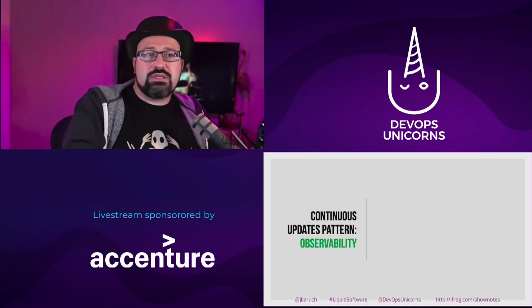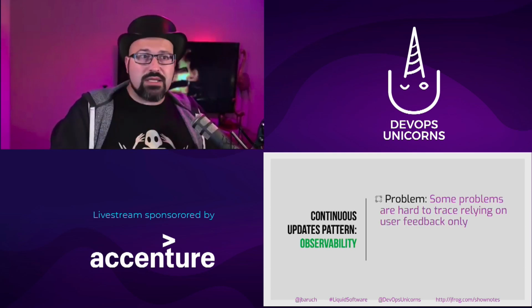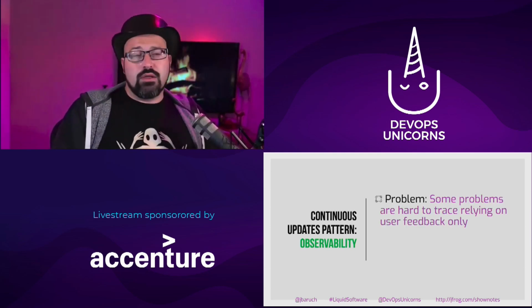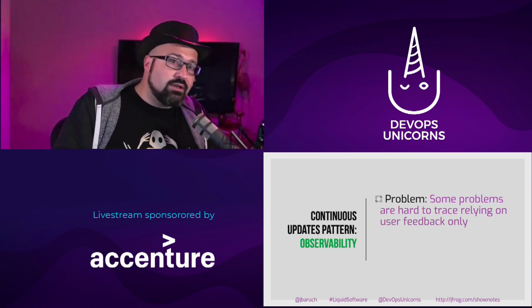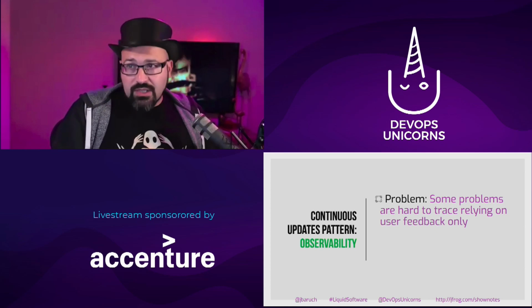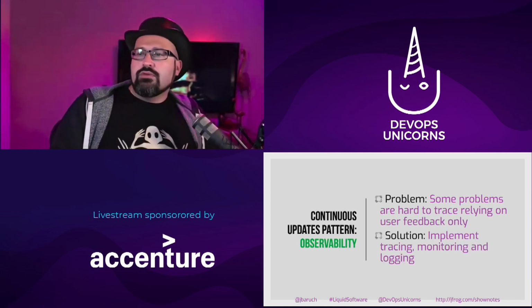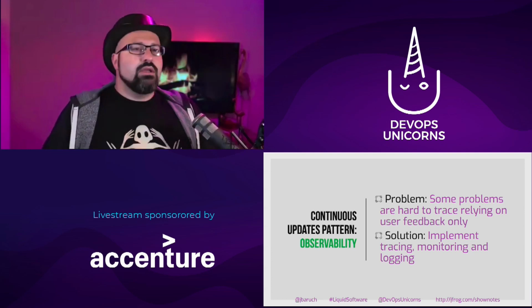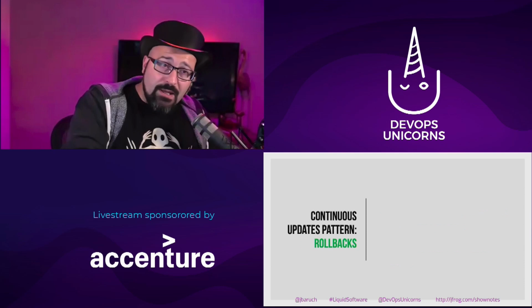Progressive delivery should always come with observability, because learning that your software doesn't work from complaints on Twitter is not a very effective way to debug when something goes wrong in your application. And observability is the 3 pillars: tracing, monitoring, and logging. That's a topic for a completely different talk. Rollbacks.